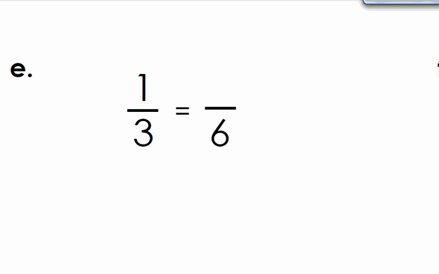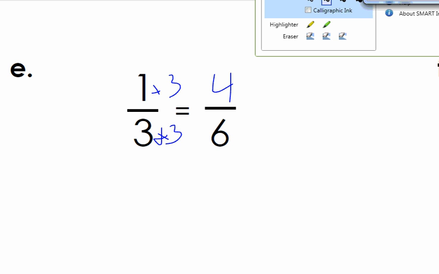Okay, now I have 1/3. Okay, is equal to how many sixths? How do I get 3 to 6? What number? And can I add, subtract, multiply, or divide? I could add 3 plus 3 equals 6. Whatever I do to the top, I do to the bottom. Well, 1 plus 3 is 4. Does 4/6 equal 1/3? No. So I can't add them.